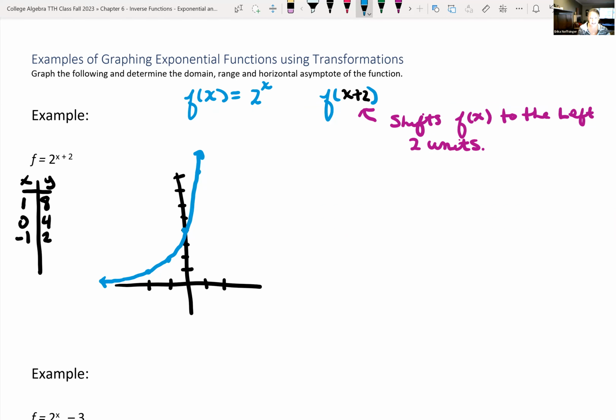So shifting things to the left or the right, that's not affecting the horizontal asymptote. What's going to affect it is if we're moving our graph up or down. So our domain is not being affected. So domain, again, is all real numbers, which we can write as -infinity to infinity. Our range is still the same as y equals b to the x. It's 0, not including to infinity. Our horizontal asymptote is also the same, which is y equals 0.